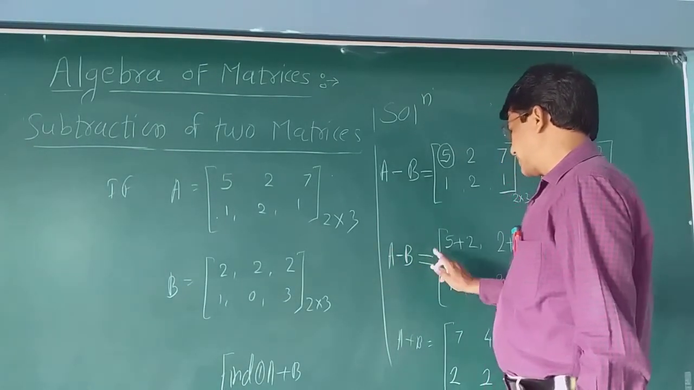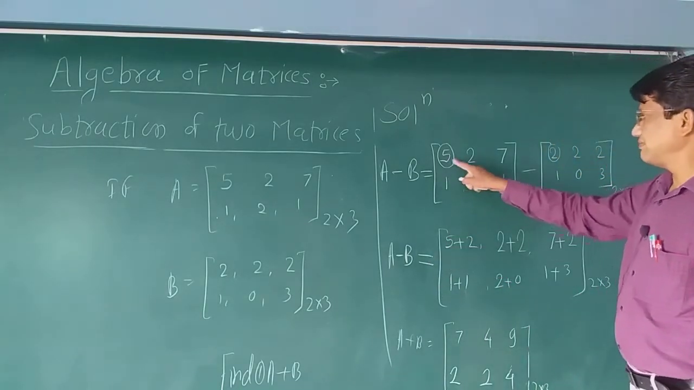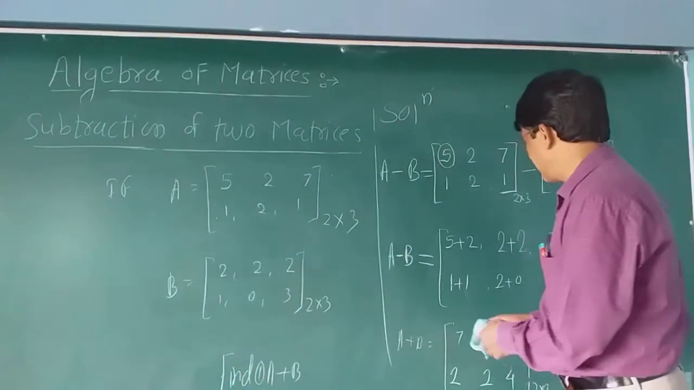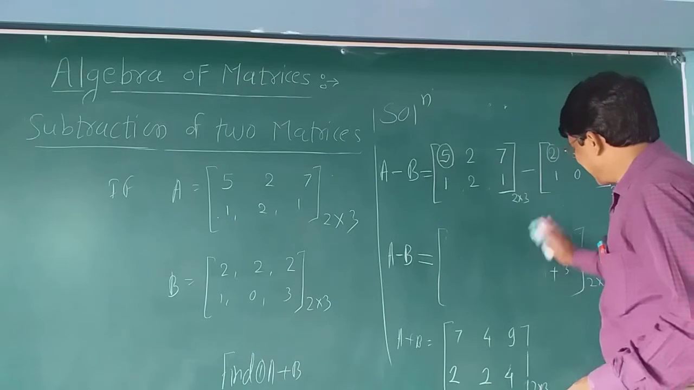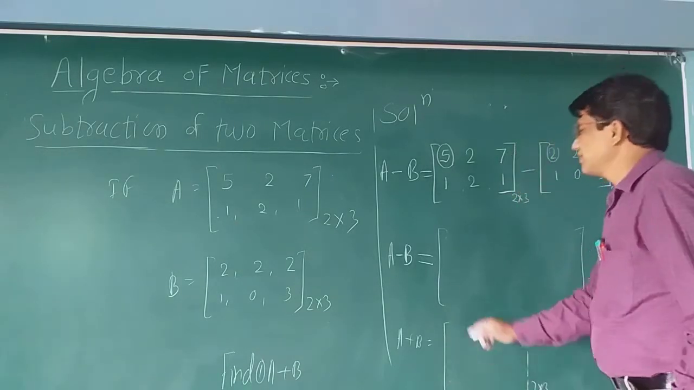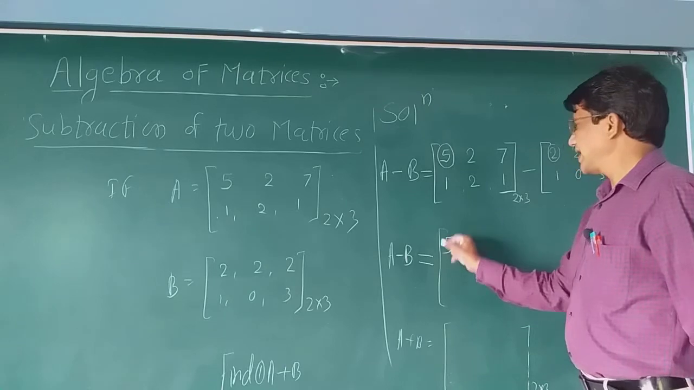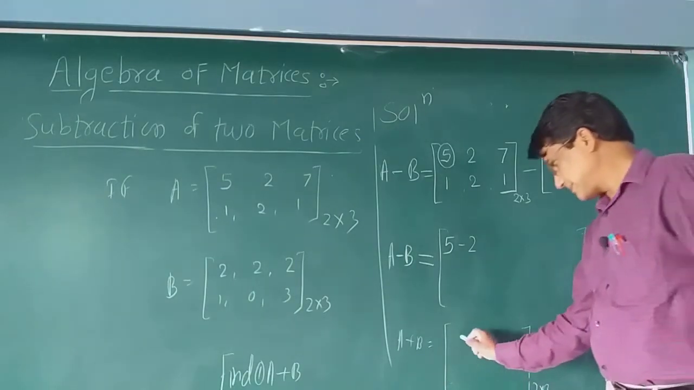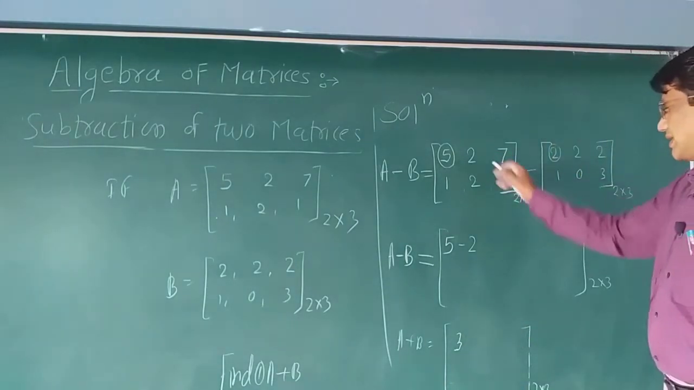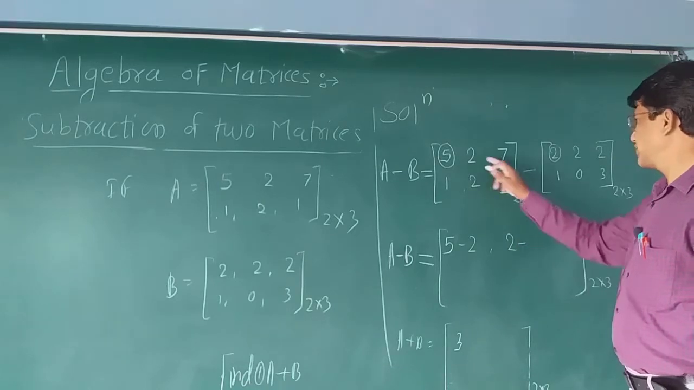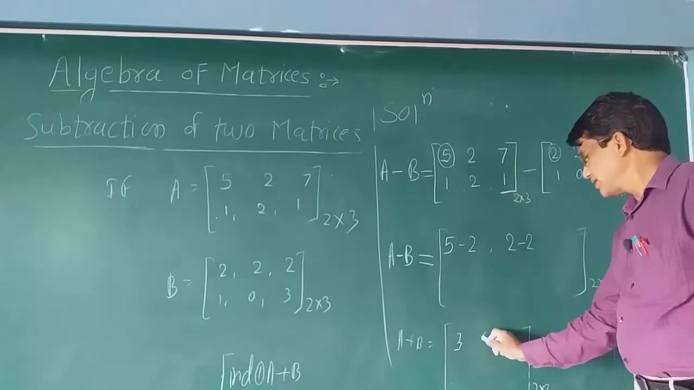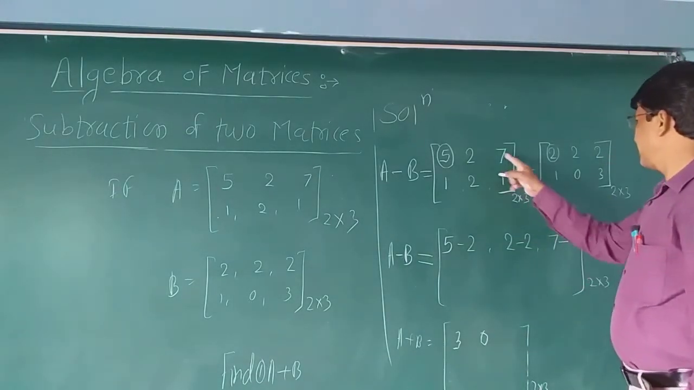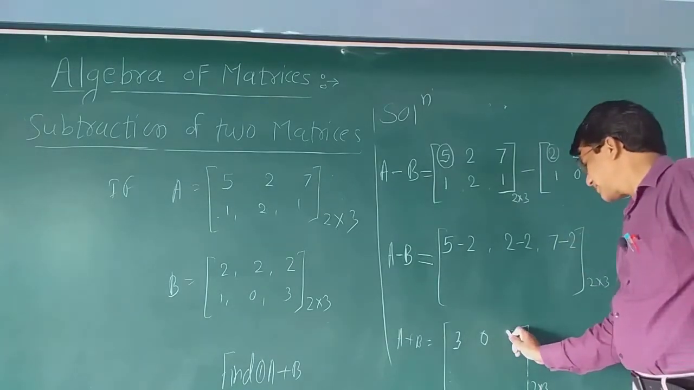A minus B is equal to: this is the first matrix, the first number minus this first number. That will give us the answer. So I am writing the numbers like this. What is the first answer here? First number 5 minus 2. What is the answer? 3. Look here, second number: 2 minus 2, the answer is 0. Third number: 7 minus 2, the answer is 5.